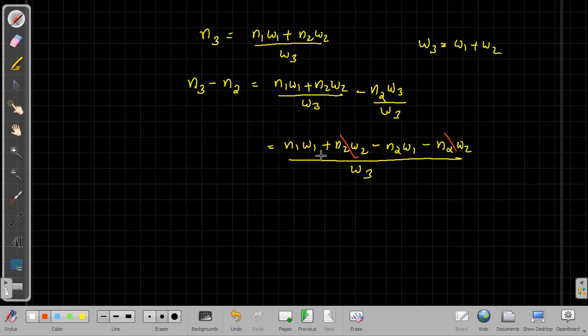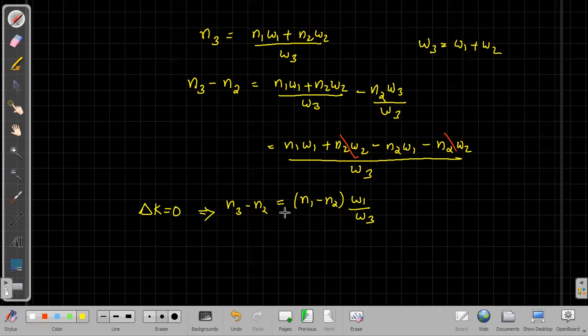Here N2 omega 2 cancels. And what will you get? N1 omega 1 minus N2 omega 1, by omega 3. That can be written as N1 minus N2 multiplied by omega 1 by omega 3. So the phase matching condition we can write in another way like this: N3 minus N2 equal to N1 minus N2 multiplied by omega 1 by omega 3. This is nothing but delta K equal to 0, the phase matching condition.